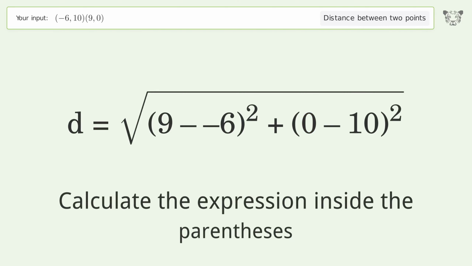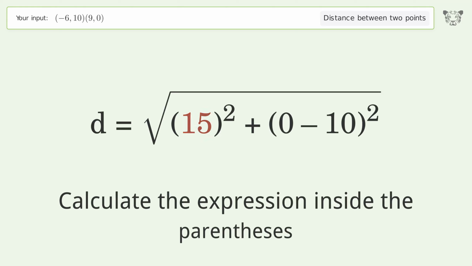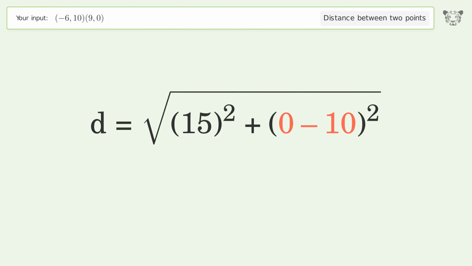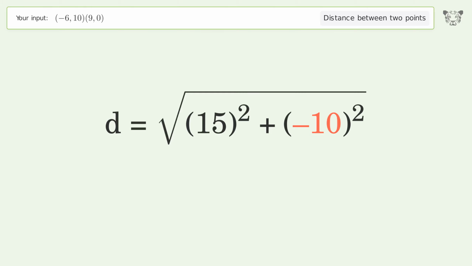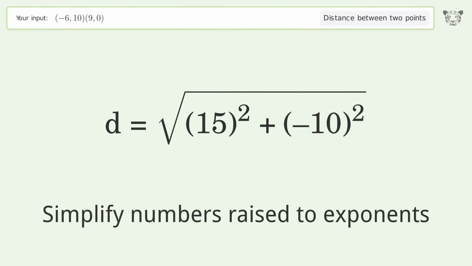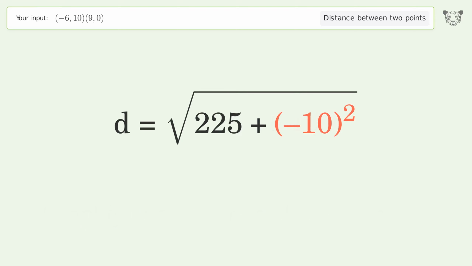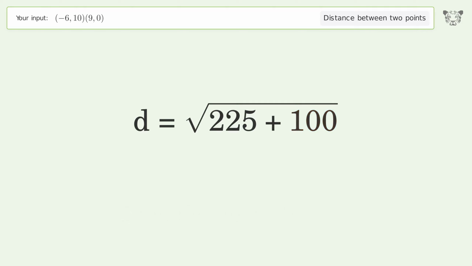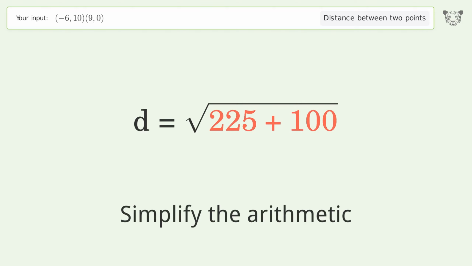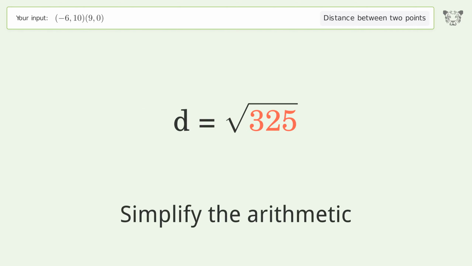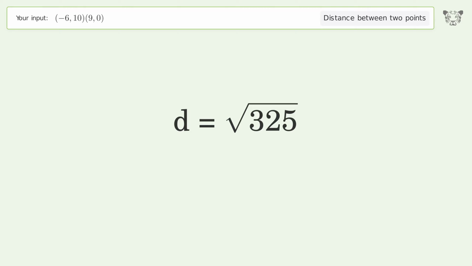Calculate the expression inside the parentheses. Simplify numbers raised to exponents. Simplify the arithmetic. And so the distance between the 2 points is the square root of 325, or 18.028.